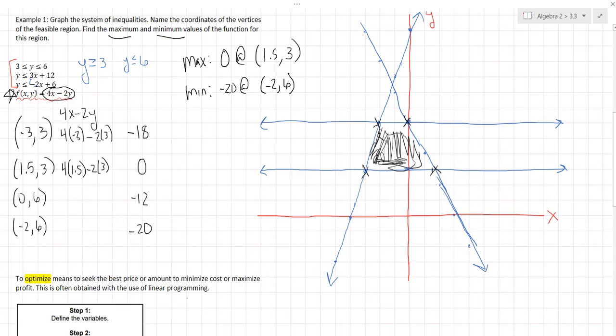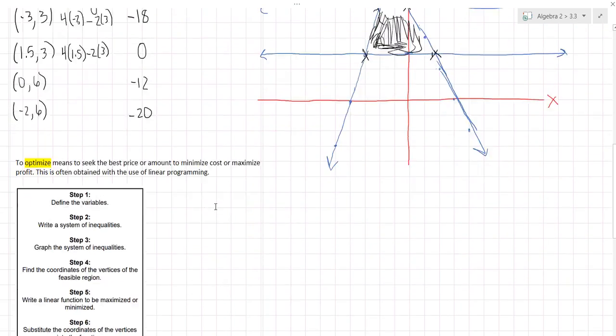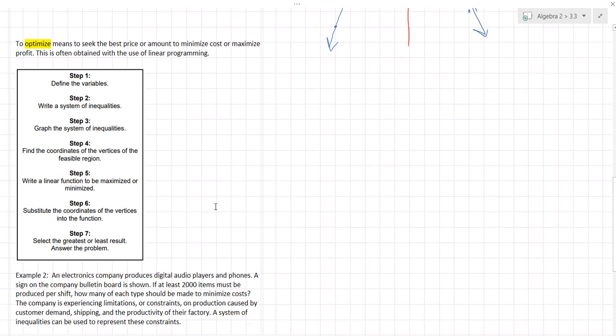So the other part of this lesson is to optimize linear functions, which means to seek the best price or amount to minimize cost or maximize your profit. And we often do that with linear programming, the steps we just did. So first thing would be to define your variables. Second step is to write your system of inequalities. Graph them just like we just did, find those coordinates, write the linear function to be maximized or minimized, substitute them in, and select the greatest or least result to answer the problem.